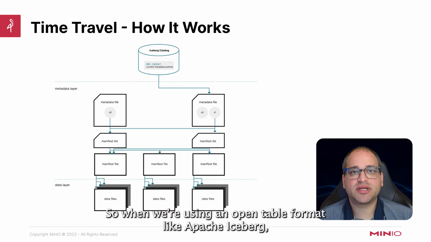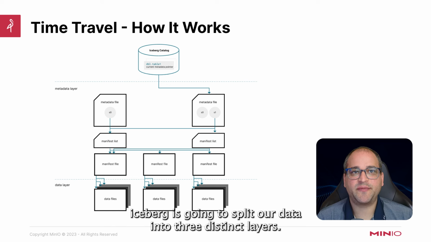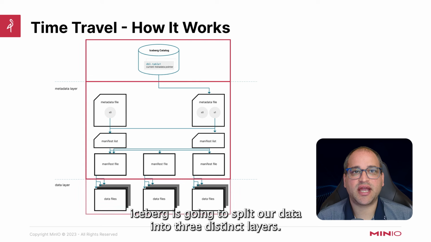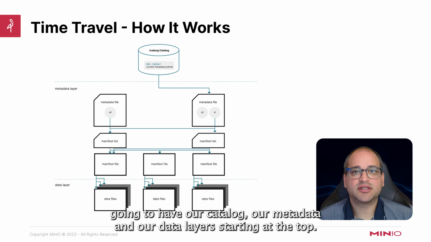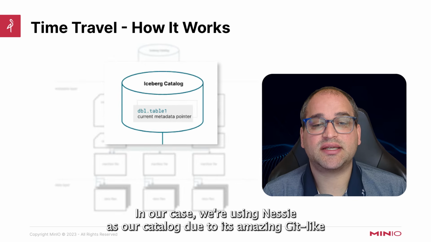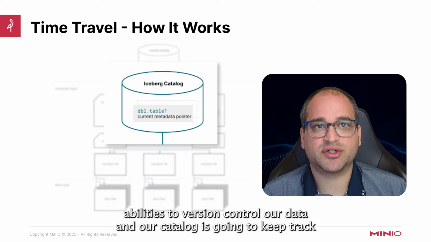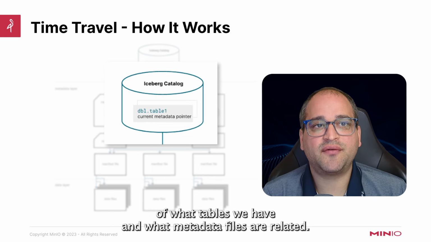When we're using an open table format like Apache Iceberg, the important takeaway is that Iceberg is going to split our data into three distinct layers. We're going to have our catalog, our metadata, and our data layers. Starting at the top, let's look at that catalog layer. In our case, we're using Nessie as our catalog, due to its amazing Git-like abilities to version control our data. And our catalog is going to keep track of what tables we have and what metadata files are related.